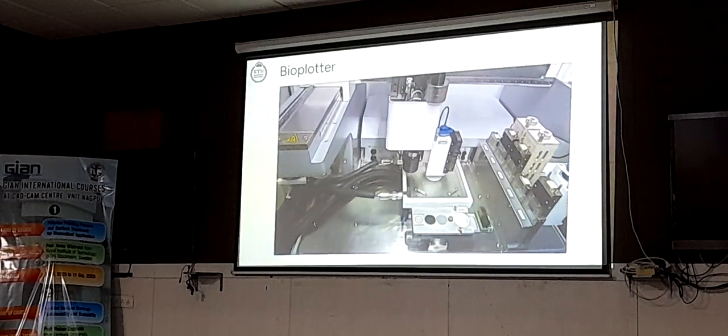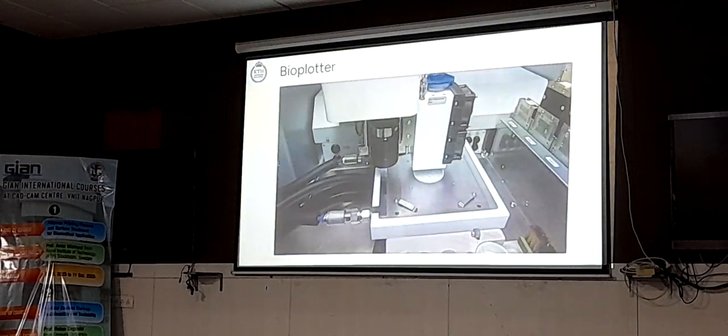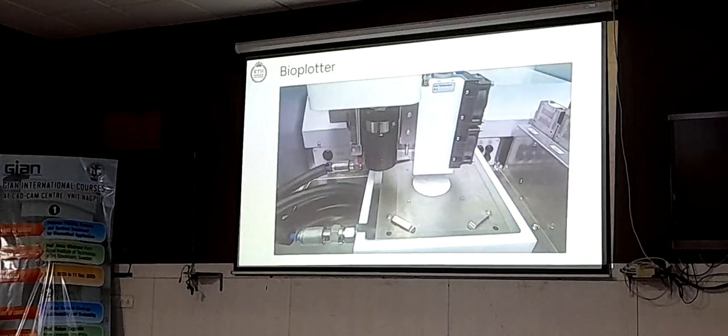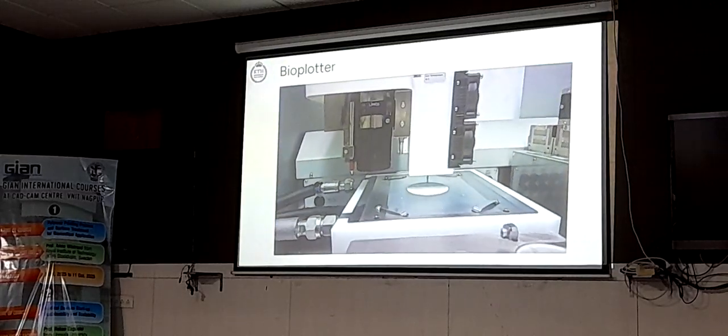So what it's printing now is a silicone, which is a very easy polymer to print using this technique. It can be a very detailed structure.